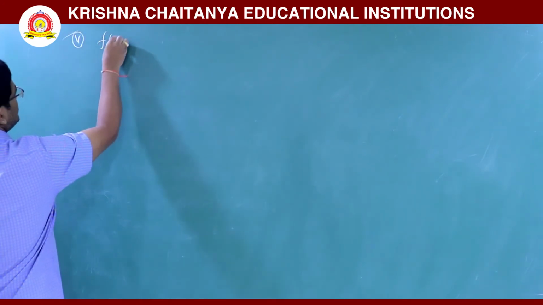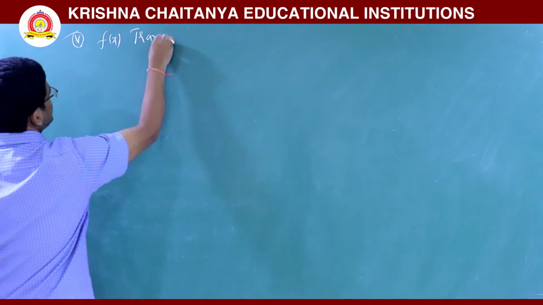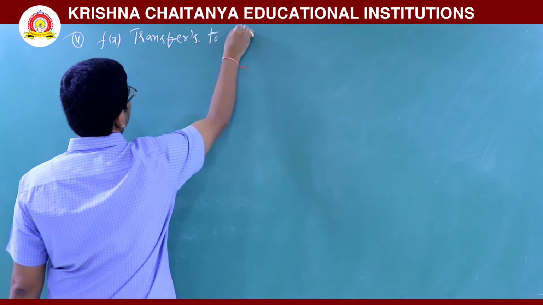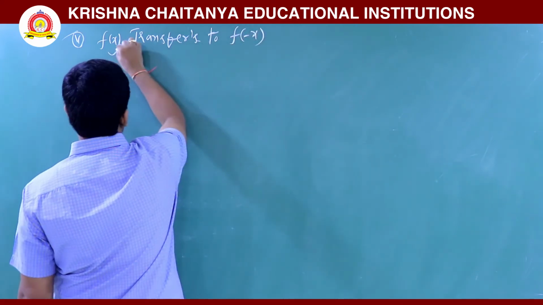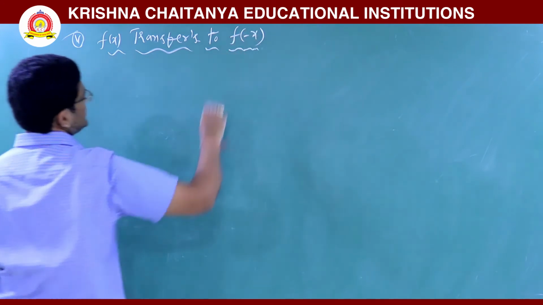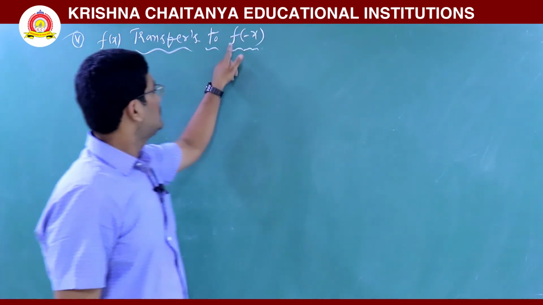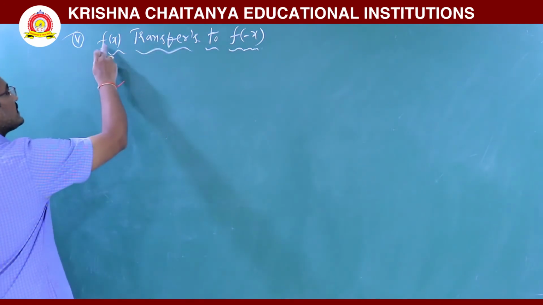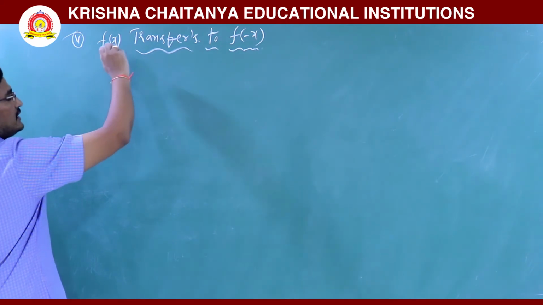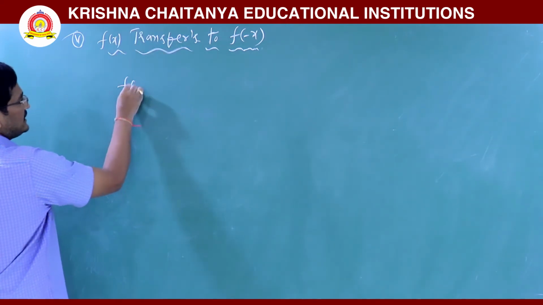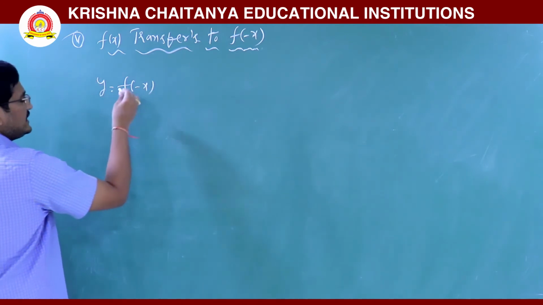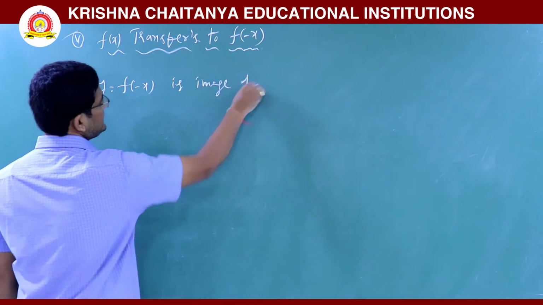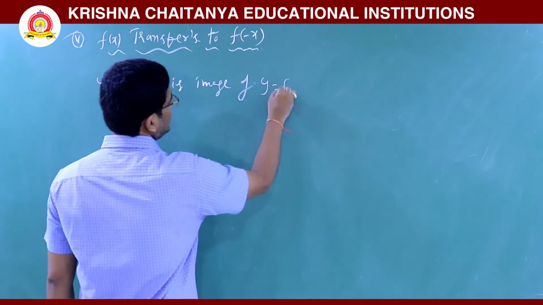F of x transfers to f of minus x. Okay, how to draw the curve f of minus x? What is the logic there? Just first you have to take the f of x graph. To get the graph f of minus x, suppose y equal to f of minus x, this one is the image of y equal to f of x in the y axis.